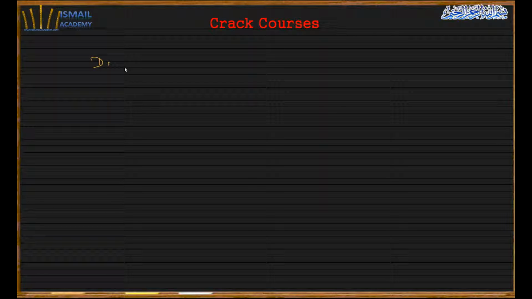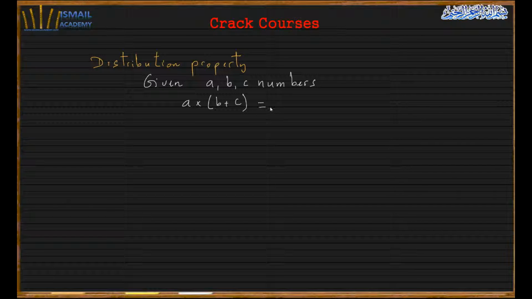Let's write the property. So, distribution property. Given A, B, C numbers, we have A times (B plus C) is the same thing as A times B plus A times C. So the idea of distribution property is you multiply that number with each term of the addition. If I have 3 terms here, I multiply that number with each term of that addition. If I have 4 terms and so on, I multiply each term by that number.